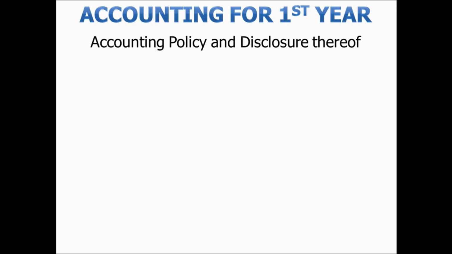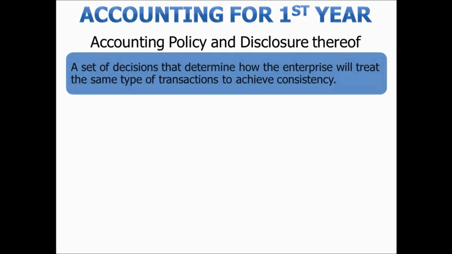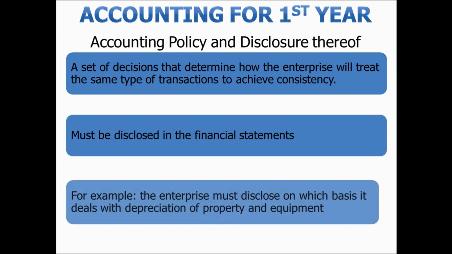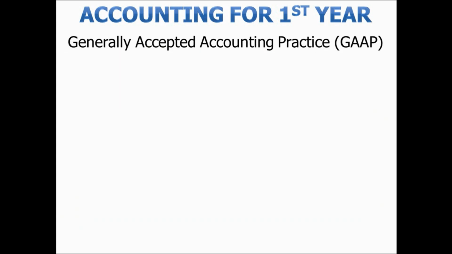Accounting policy and the disclosure thereof is one of the parts of accounting which is simple, yet very important and forms part of some of the fundamental principles that determine how the accounting process works. So accounting policy is the set of decisions that determine how the enterprise will treat the same type of transaction to achieve consistency. This must be disclosed in the financial statements. For example, the enterprise must disclose on which basis it deals with the depreciation of property and equipment.